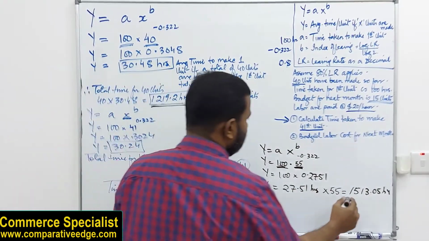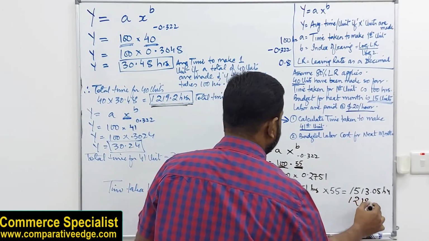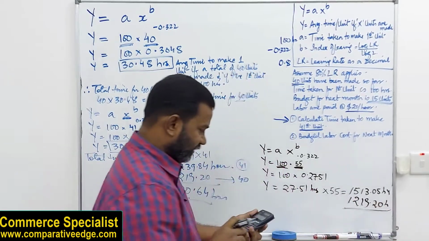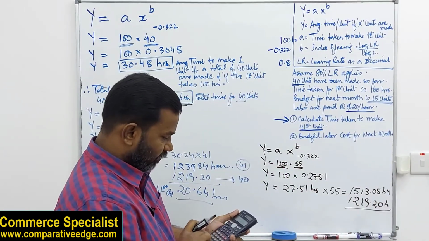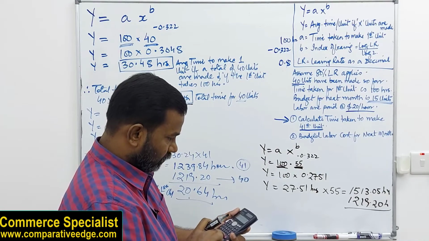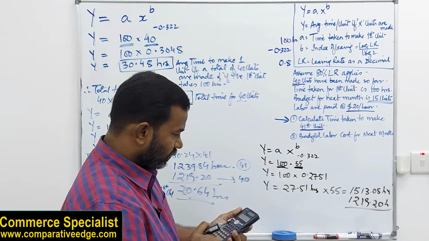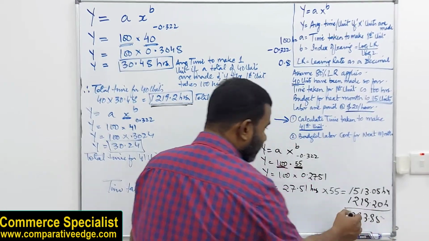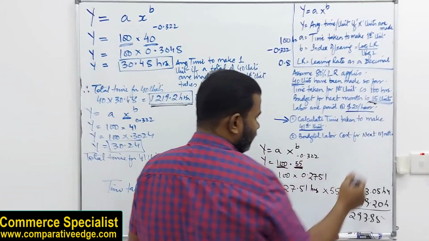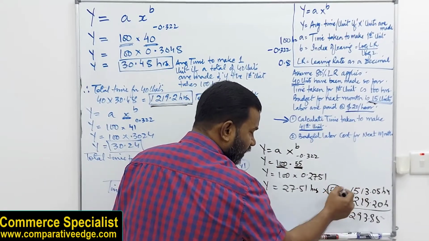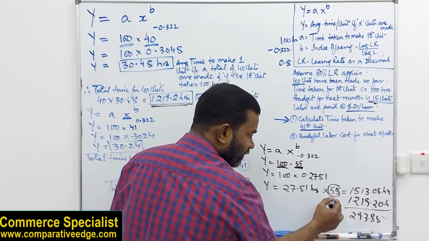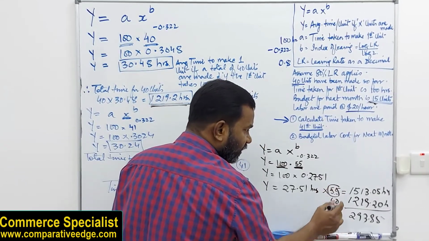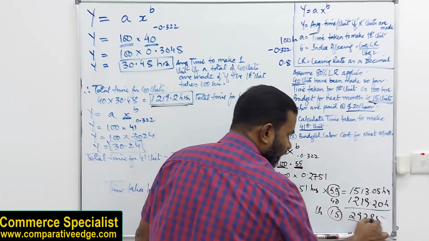So if this is the total time for 55 units, I will subtract the time for 40 units from it, which is 1219.2. So if I subtract this, I get 293.85. Now this is the time for the additional 15 units, because this is the total time for 55 units and this is the total time for 40. 55 minus 40 is 15 units, and this is the time for 15 units.